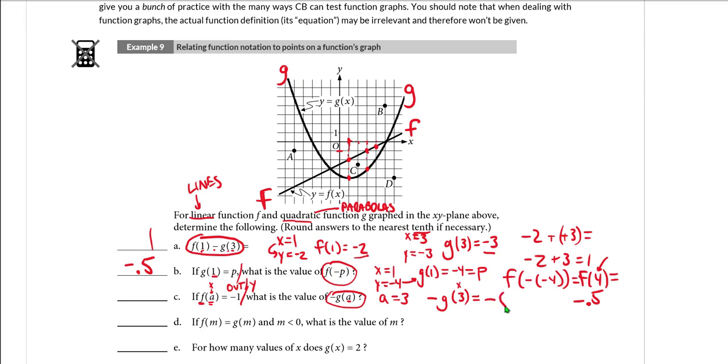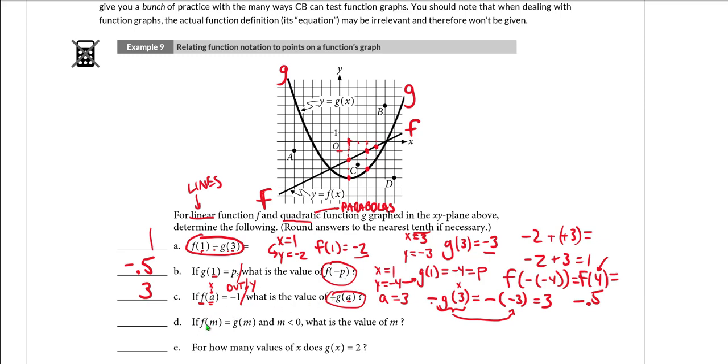So I've got to be careful here. We've got negative g of 3, we just found g of 3 to be negative 3. So we're talking about negative of negative 3, which equals positive 3. You got to be really careful with the negatives. A lot of room for careless mistakes there.